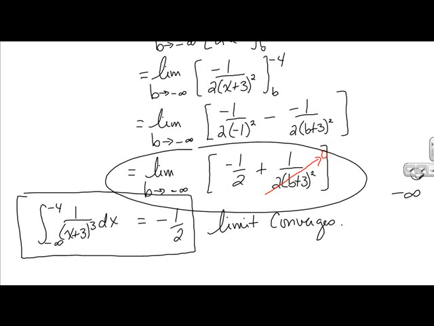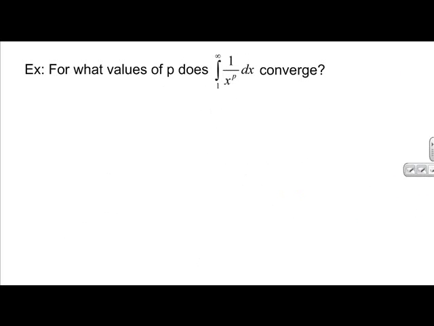So that brings up our next example. If I have a definite integral from 1 to positive infinity of the quantity 1 over x to the p power, we want to take a look at what powers are going to allow this integral to converge.